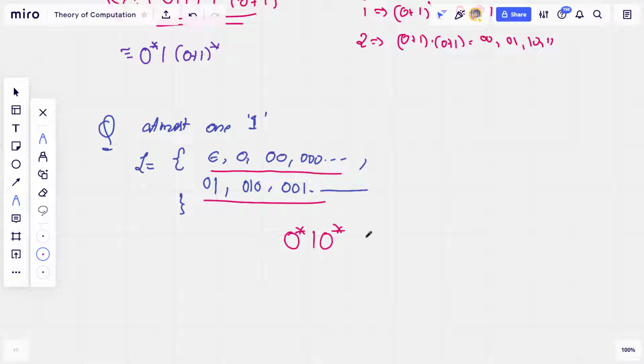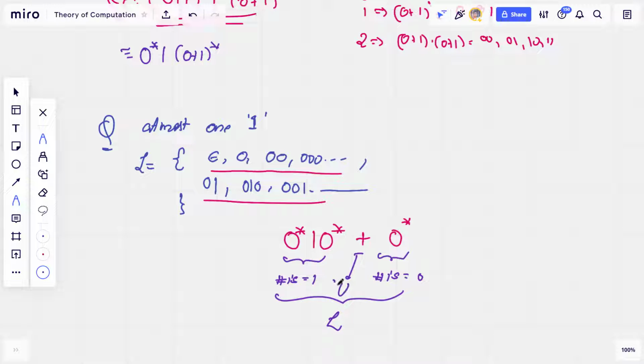So for that, I actually have to add one more thing, plus 0 star. What is this? This is the set of strings which contains the number of ones equal to 1, and this represents the set of strings which contains the number of ones 0 times. If I take a union of these, that is my language L, right? This plus actually represents union.